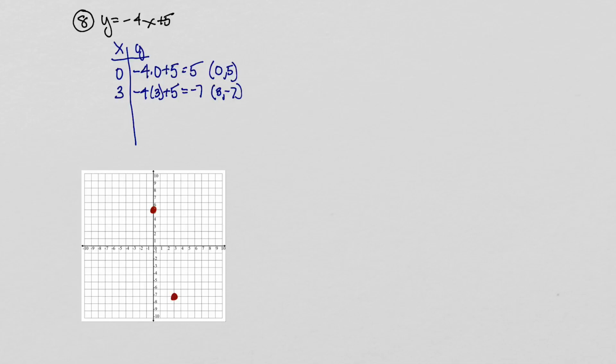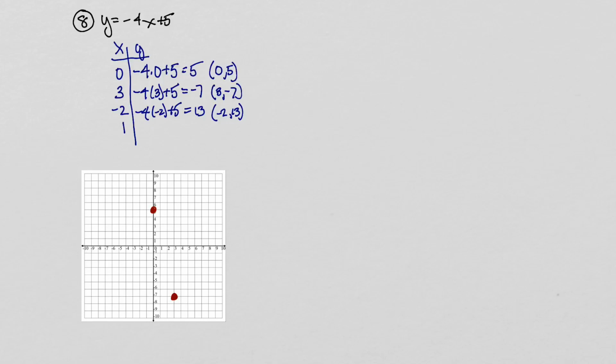Let's get one more. Maybe we can get one that's kind of in here someplace, or even out here. Let's see, what if we tried negative 2? See what happens. So if we try negative 2, we'll get negative 4 times negative 2 plus 5. Well, that's 8 plus 5, that's 13. Now that's okay, but it's going to be off our coordinate system, so we're not going to be able to graph that. So let's try another one.